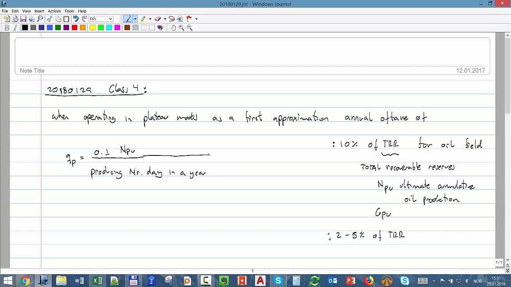And you ask me, well, why don't you assume 365? The reality is that the field is usually not producing the 365 days of the year. Okay, you have stops, you have maintenance, you have all kind of things that happen, and then you have a number that is called uptime. Okay, and it's usually given in percentage, and is the producing number of days per year divided by the number of days per year.